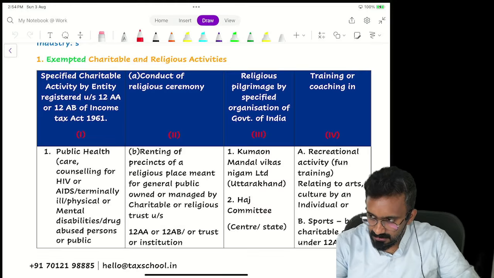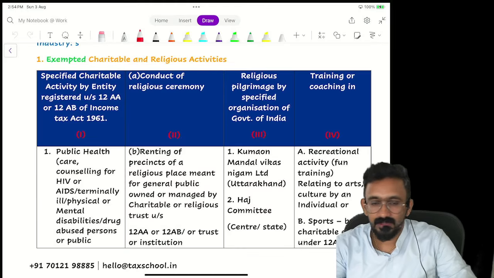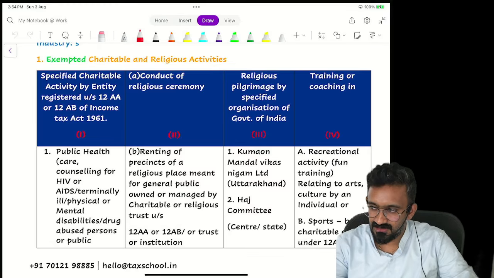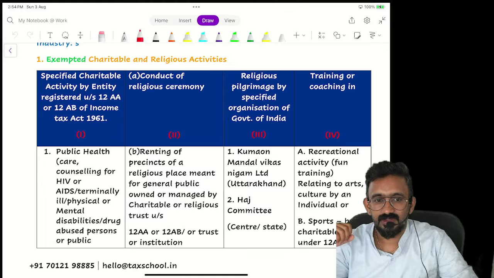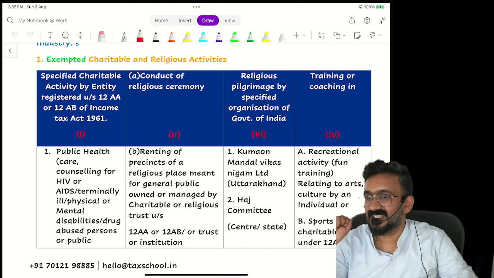First, exemption number 1. Specified charitable activity by entity registered under section 12AA or 12AB of Income Tax Act 1961. Tell me the category of this exemption. Which type does it fall into? Specified supplier only or combination? Combination. What's combination? Specified supplier and specified activity.